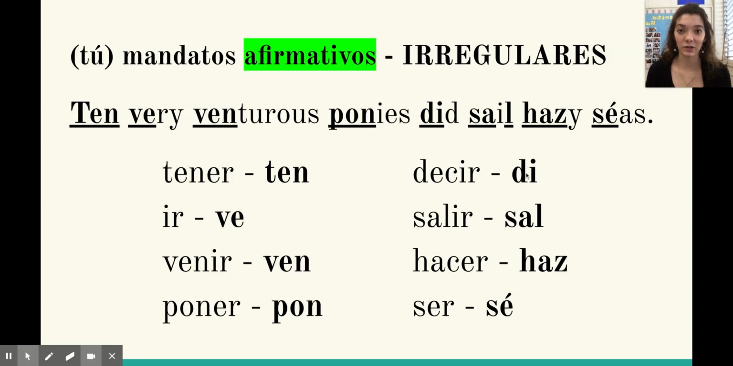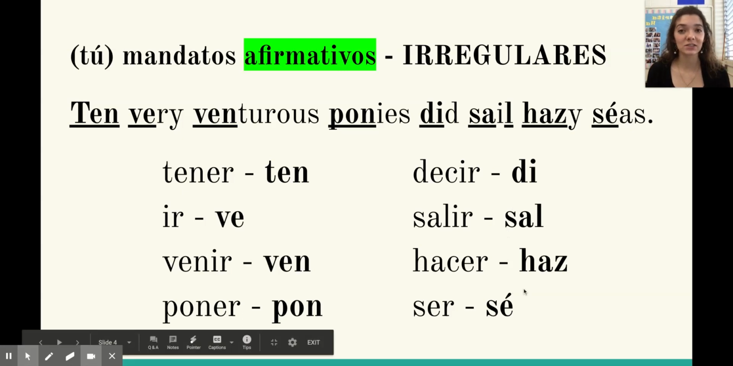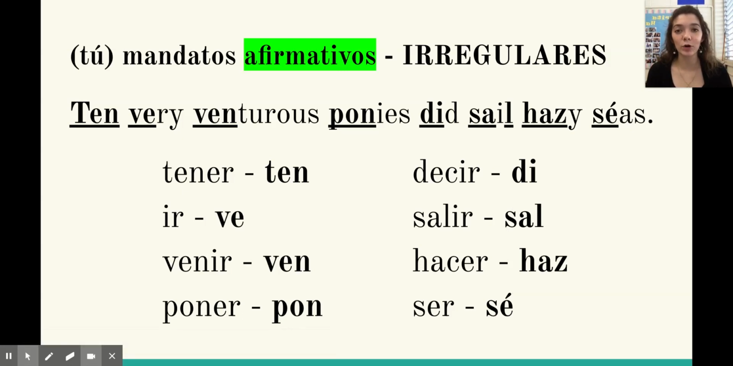Tell, or say. Sal, coming from salir. To leave, sal, leave, get out of here. See, opposite of ven, come here, sal, leave. Hacer, haz la tarea, por favor, haz, do the homework. It's a command, right? Do it. I'm not saying, hey, can you do that? I'm saying, do it, haz la tarea.